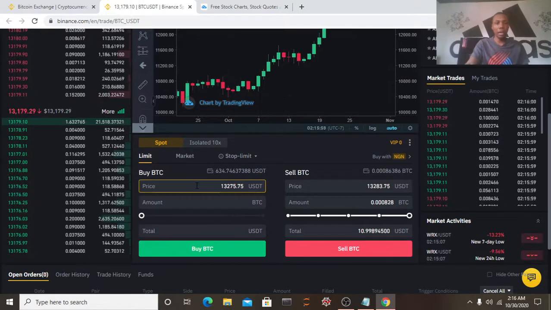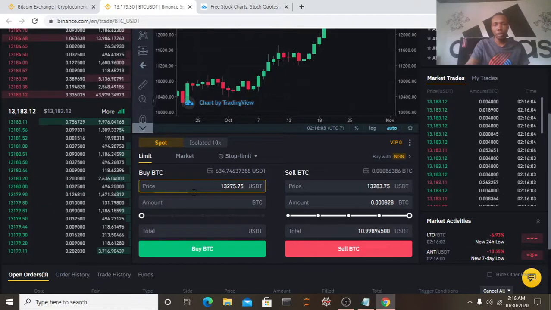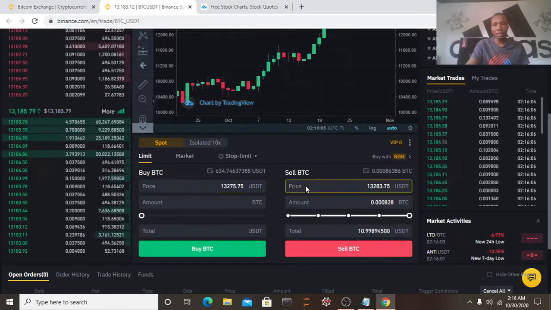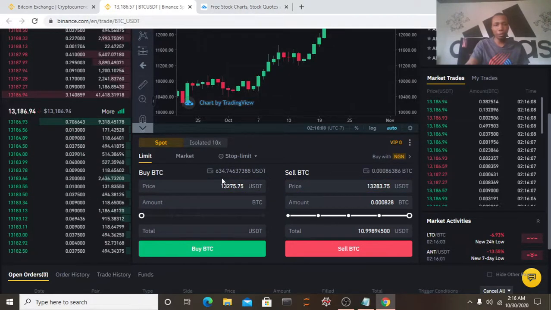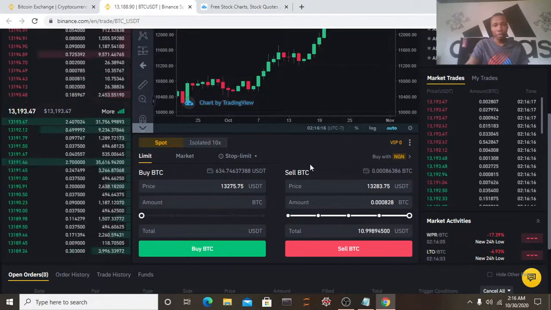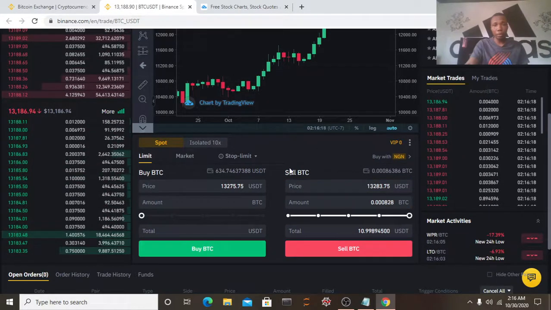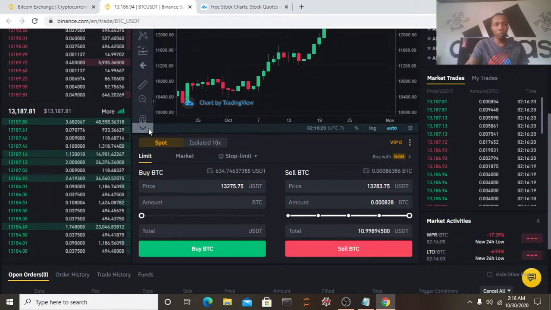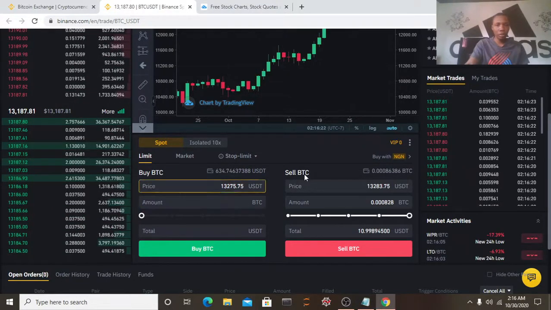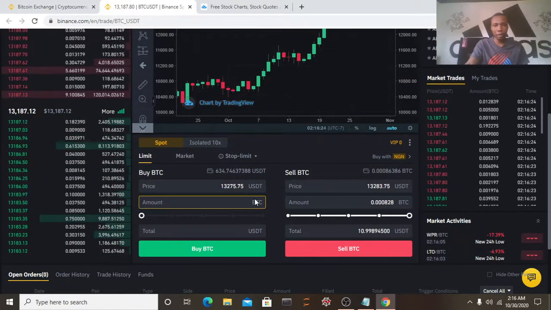Now, if you have a BTC and you want to convert to USDT, what you do is that you sell, you don't buy. Now I have Bitcoin. I have one Bitcoin, for example. I want to switch to USDT. So I will sell it. I don't buy. You sell it. Then if you have USDT and you want to convert to Bitcoin, what you do is that you buy. So guys, take note of this part.